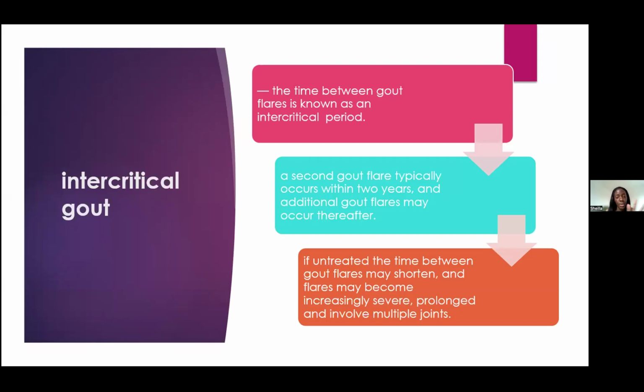So you have this period called intercritical gout, which is the time between two different gout flares. The second flare usually occurs within a couple of years of the first flare, and additional flares may occur thereafter. If you leave patients untreated, the time between the flares may shorten, and then the flares become increasingly severe and prolonged, therefore involving multiple joints. So if you have a patient who's come in with a second acute flare of gout and is not on any treatment, we'd normally advocate starting them on allopurinol once that acute attack has settled.